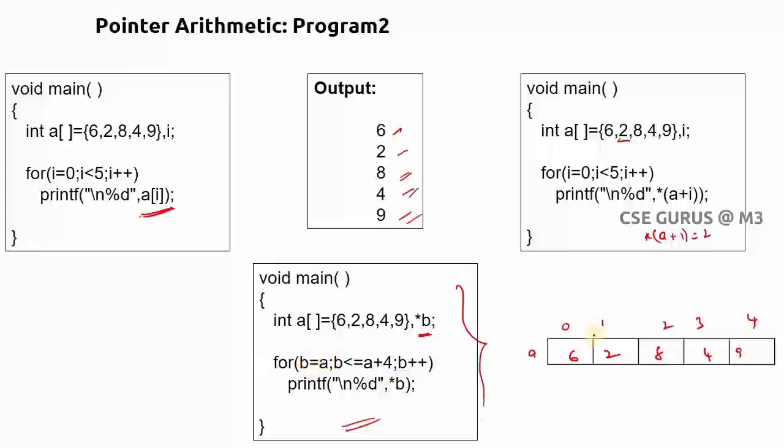So b is equals to a. Let us suppose the base address starts from 2000. Here it is 2004. So like this. So I have taken b is equals to a. So that means what is b value? Equals to a means address of a of 0. What is address of a of 0? 2000. So b is equals to 2000.